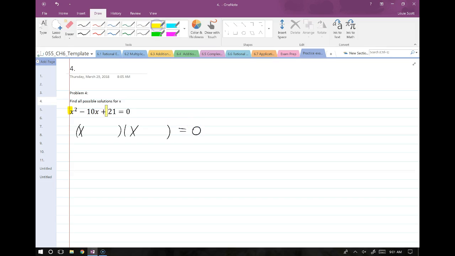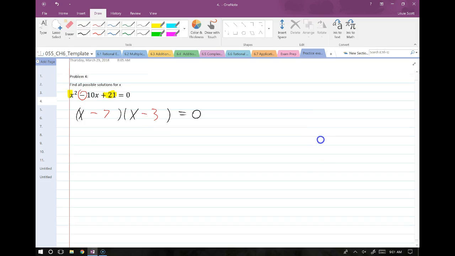Now what we're looking for, we have a positive 21 here, which means that the signs in the middle have to either be both positive or both negative. Since we have a negative for the middle term, we know that these both have to be negative. So what two terms, when multiplied, equal 21, and when added, equal 10? 21 and 1 clearly doesn't work. Our only other options are 7 and 3.